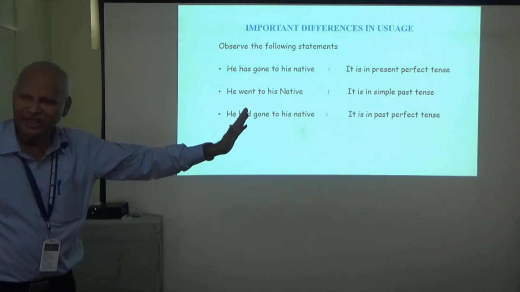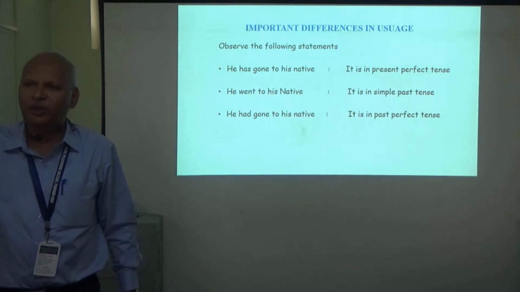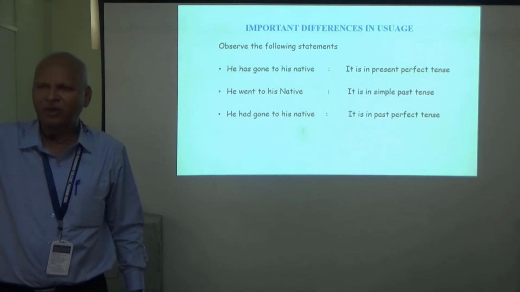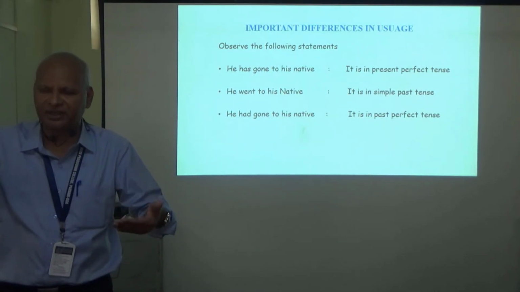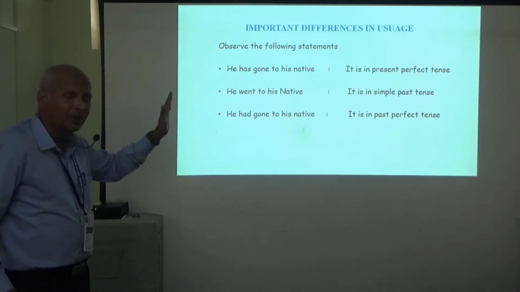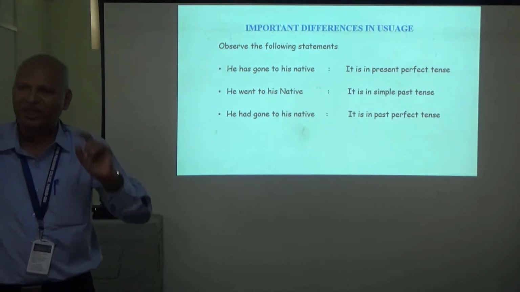He has gone to his native, or he has reached his native. At that time I cannot say. Suppose he just reached, just 5 minutes ago, 10 minutes ago. So it is in the present context. At that time you can use the statement, he has gone to his native. That is a present perfect tense statement we can use.